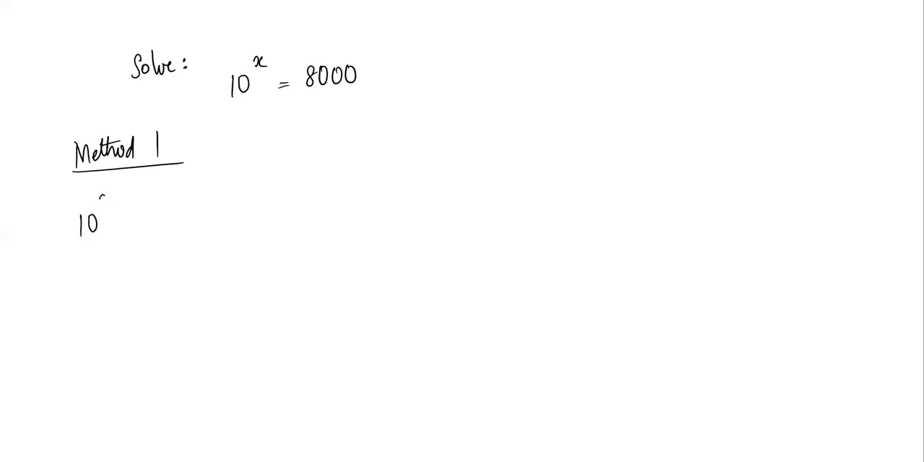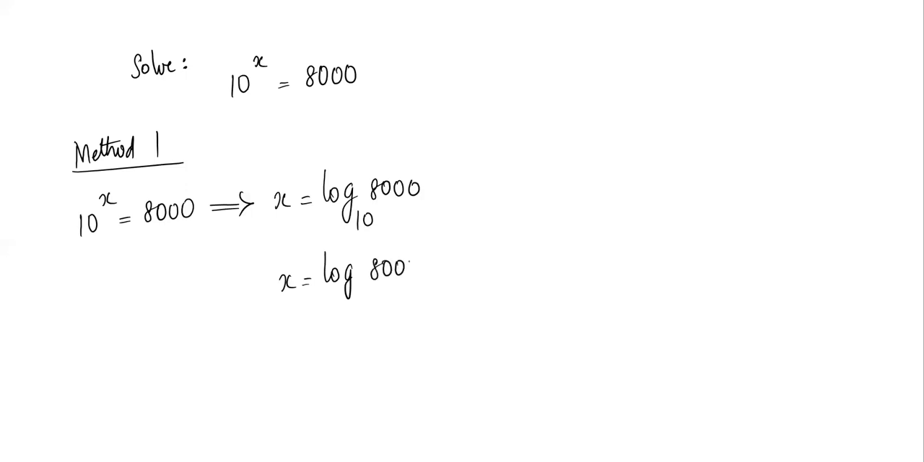So 10 power x equals 8,000 implies x equals log 8,000 to the base 10, right? You don't have to write the base 10 explicitly, but because of the conversion, the 10 found its position in the base. So you rewrite this as simply log 8,000, use your calculator, and that gives you 3.9, right?